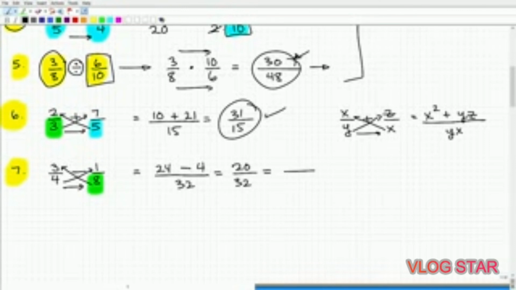And of course, we can reduce this. 20 is the same thing as 4 times 5, and 32 is the same thing as 4 times 8. So I have these common factors which I can cross cancel, and I'm left with my final answer, 5/8. Okay, and that is it.